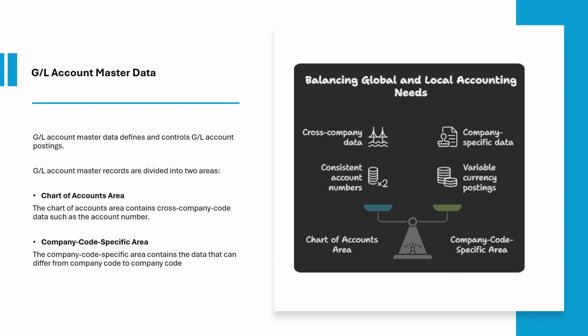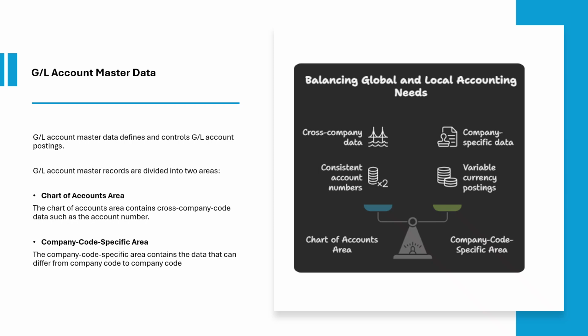First of all, many companies nowadays, they are big companies, MNCs. They have several company codes running across regions, geographically, like location wise, different countries. So we have this chart of account area where all characteristics which can contain cross company code data are specified in the chart of account area.